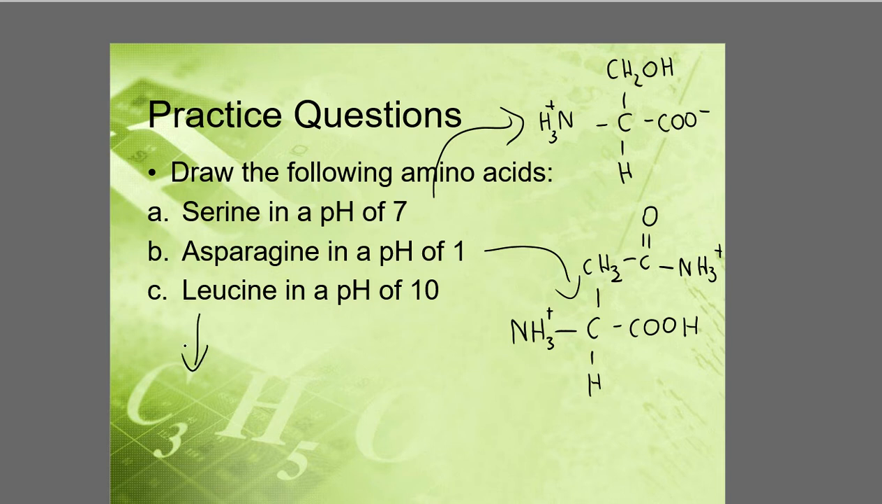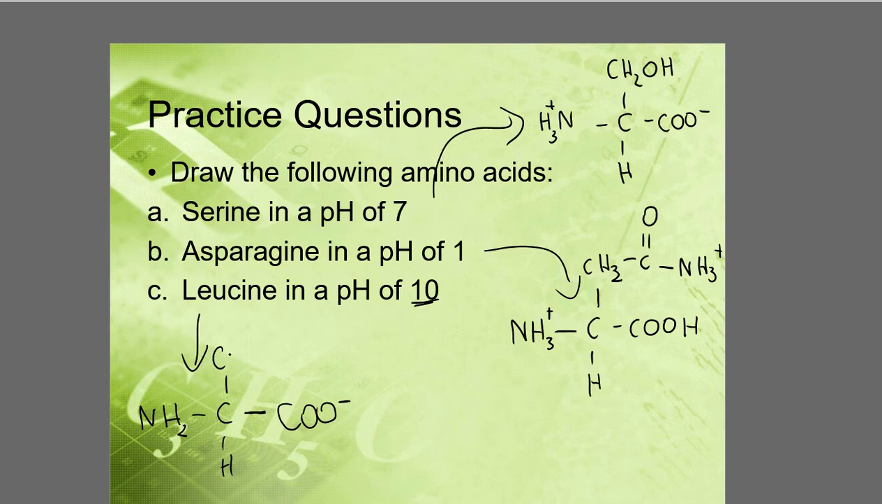Leucine, last one. We have the central carbon bonded to a hydrogen. It's at a pH of 10. So it's in a basic pH, which means it will act as an acid. So we're going to leave the basic functional group alone. The carboxylic acid functional group here will act as an acid, so it will donate the hydrogen ion and form COO negative.